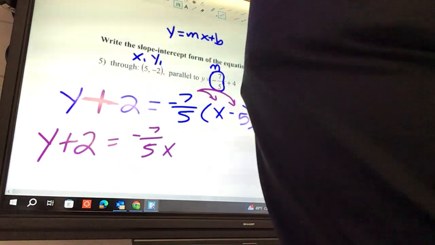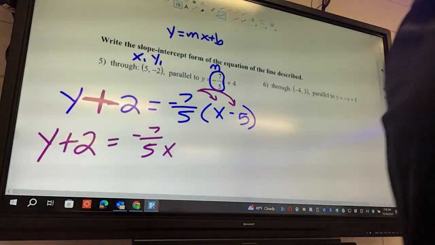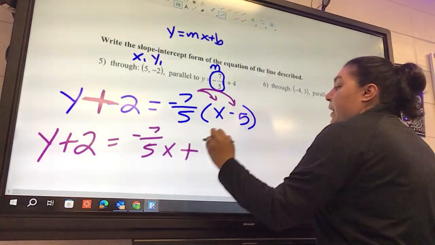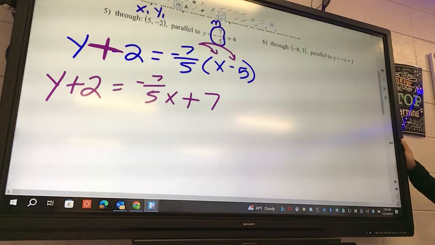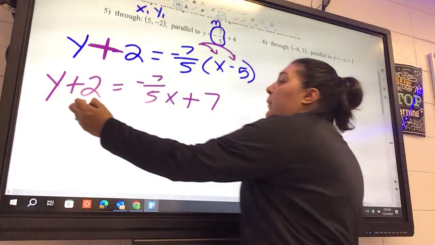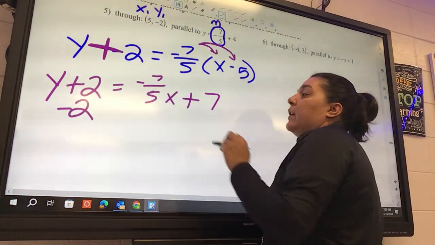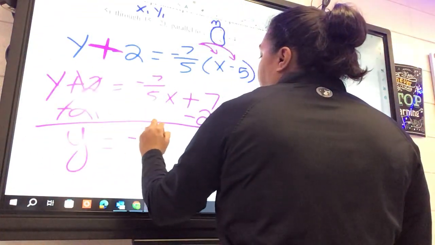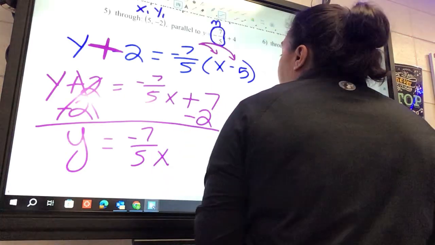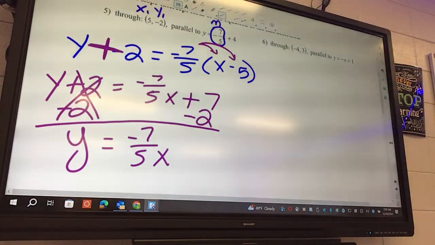What is that? Somebody type it on your calculator. -7. Okay, so +7. Okay, so we distributed, and then we're going to add or subtract. We're going to subtract 2. Okay, and where's that 2 going to go underneath? Under the 7. Okay, numbers go with numbers, letters go with letters. So we're going to get y equals -7 over 5x, 7 minus 2 is 5.